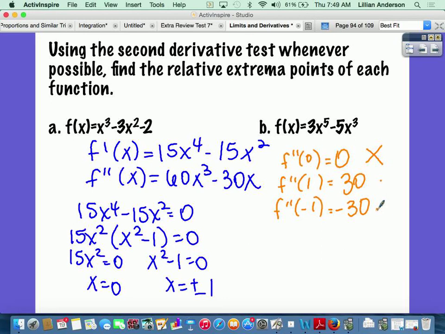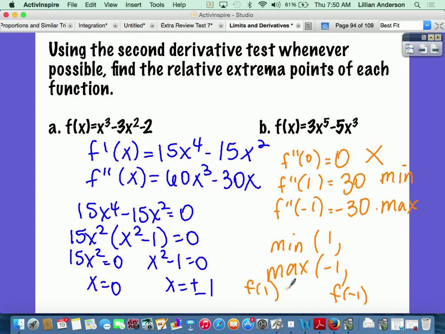Okay? So because this one is positive, since this one is greater than 0, that means there is a minimum at 1. And because this one is negative, it's less than 0, that means there's a max at negative 1. What are those specific points exactly? Well, again, you go back and you plug it into the original problem. You do f of 1, and then you do f of negative 1.